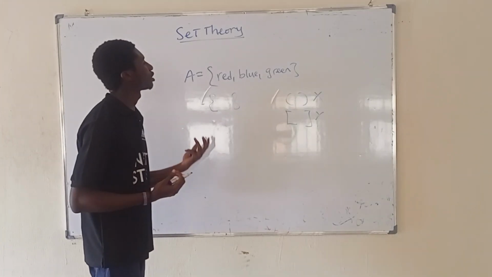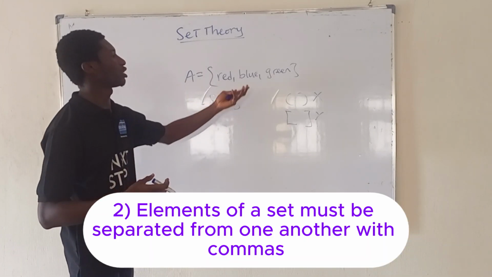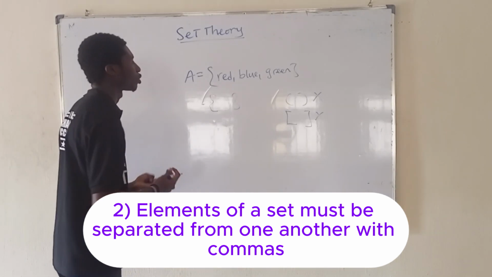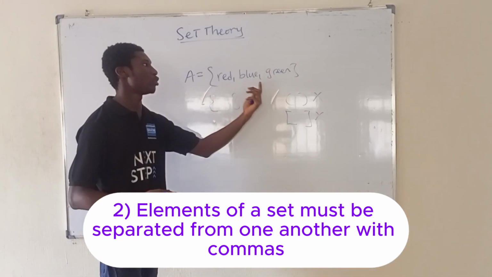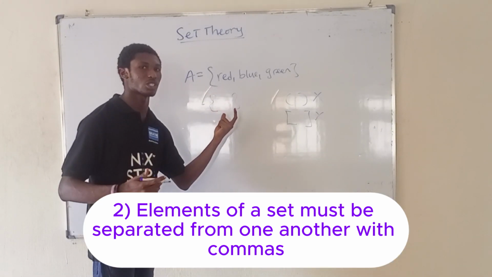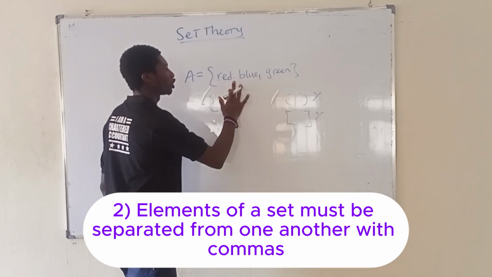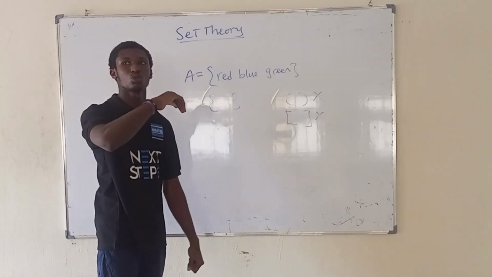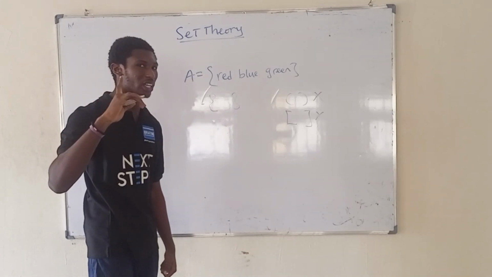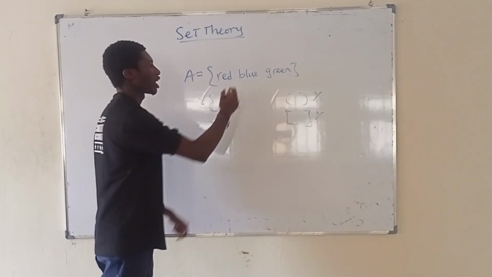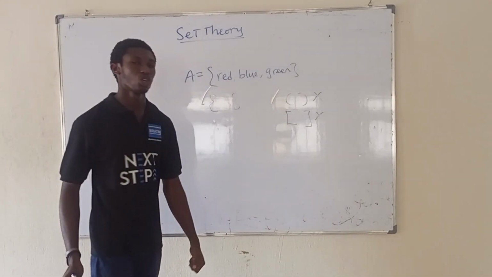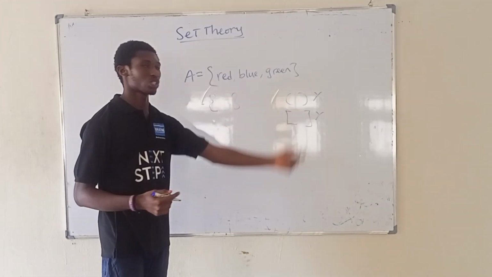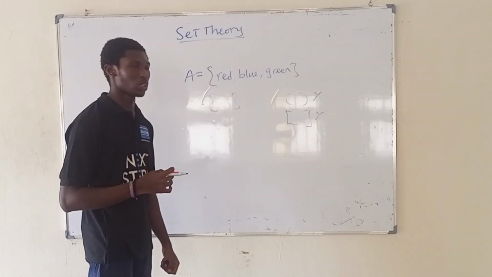The second one is that after each element in the set, it should be separated with commas. For example, I separated them with commas. If I remove these commas, all these elements will be regarded as one element. They will not be regarded as separate elements. So after each element of the set, they should be separated by commas.